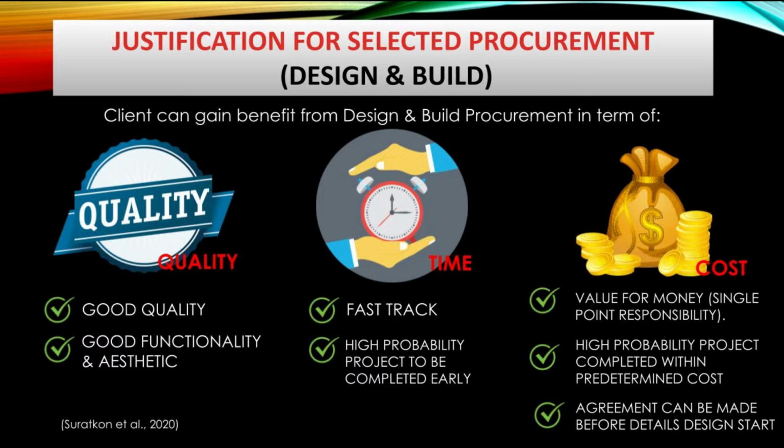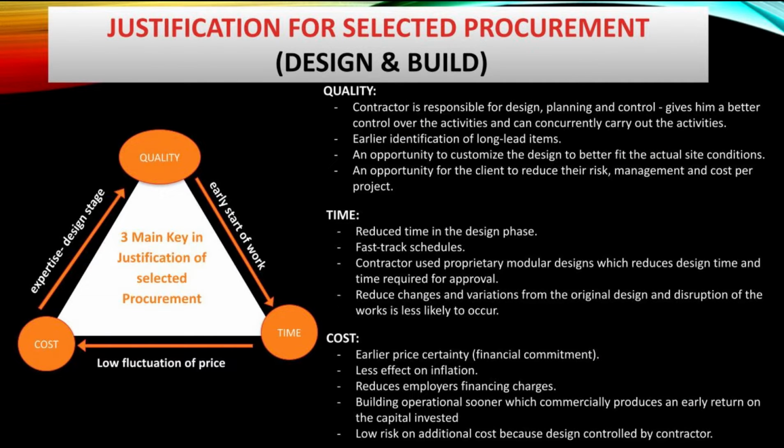Second, time. When using the design and build procurement, it is a fast-track procurement and there is a high probability the project will be completed early because it reduces time in the design phase. The contractor uses proprietary modular design, which reduces design time and the time required for approval, and then it can reduce change and variation from the original design, and disruption afterward is less likely to occur. So here, it can save time not only during the design process but also during the construction process.